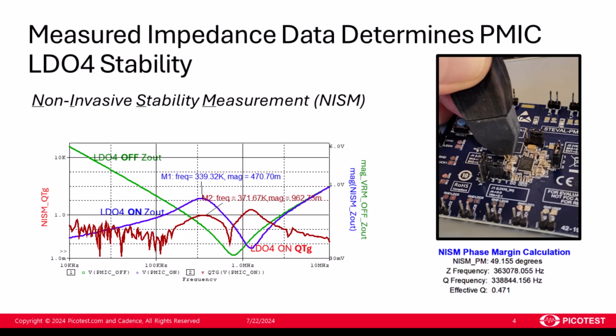Here you can see the measured output impedance plot at one of the 6 LDO output caps in the PMIC. You can also see that NISM reports the phase margin stability of the control loop as 49 degrees. The control loop stability is computed directly from the impedance versus frequency data, and the only requirement is access to an output capacitor. This NISM stability analysis tool is now available for PSpice, and it's free. This is the focus of today's video.